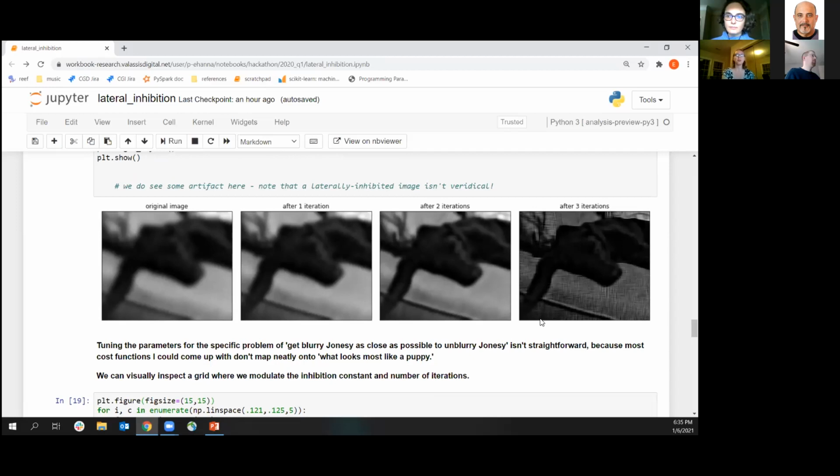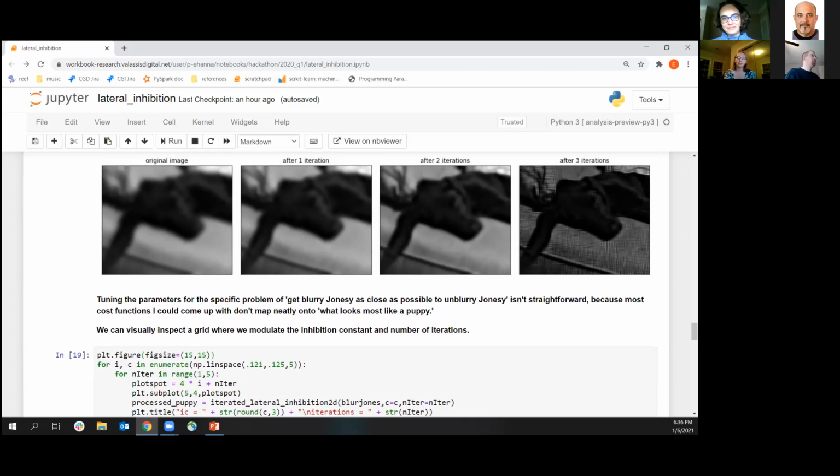When we want to tune these parameters, approaching this from a data science perspective, it would be great to tune them in an automated way. But the problem is finding a cost function for how close the resulting image is to the original picture of non-blurry Jonesy the puppy. It was very hard to find such a cost function. I tried looking just at the Euclidean distance. It didn't map onto what looked to this human observer like the closest match. I also tried comparing the different frequency distributions of luminances. Again, it ended up with something that didn't really look like my puppy.